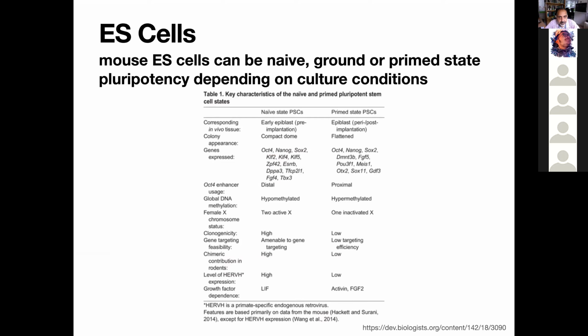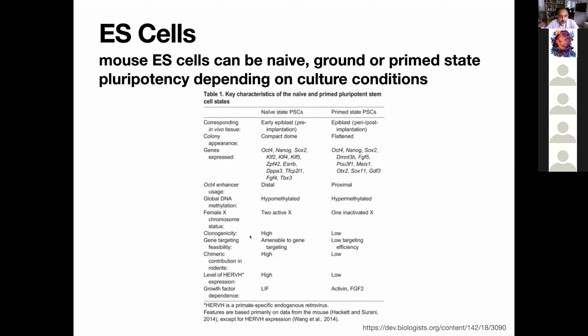What does all of this mean? So naive state pluripotency corresponds to the early epiblast. So before implantation, it's the inner cell mass. The colony appearance is compact. These particular sets of genes are expressed. Next week, we're going to talk about X chromosome inactivation, but in naive state pluripotent stem cells, both X chromosomes are active when the stem cells have come from a female embryo, which implies that it's at a much earlier state.